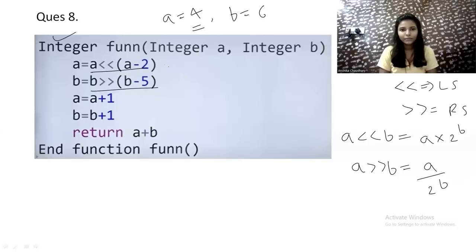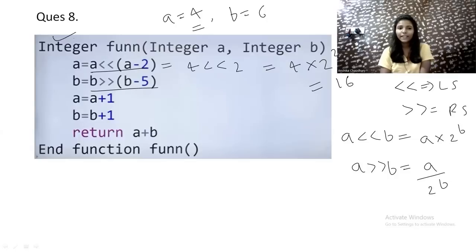So we have to update the value of A. A is 4, 4 left shift, A minus 2. A value is 4, 4 minus 2 is 2. So we have to perform 4 left shift 2. So what is the output of it? A into 2 raised to the power B. At the place of A, this time is 4. So 4 into 2 raised to the power B. What is the value of B here? 2. So the value of this is 16.